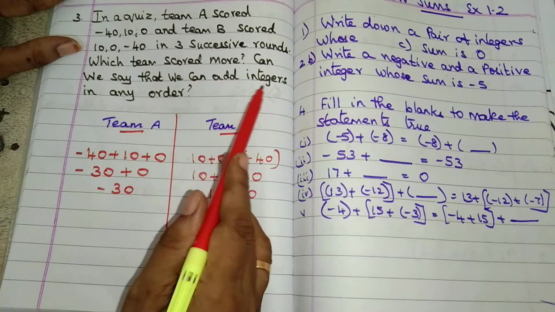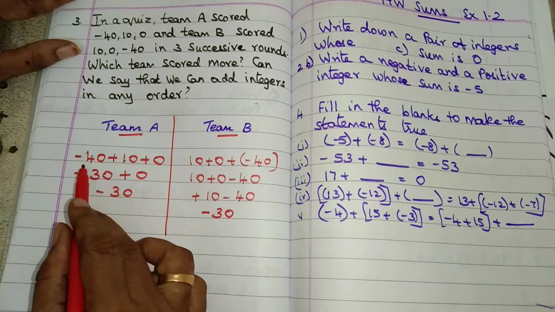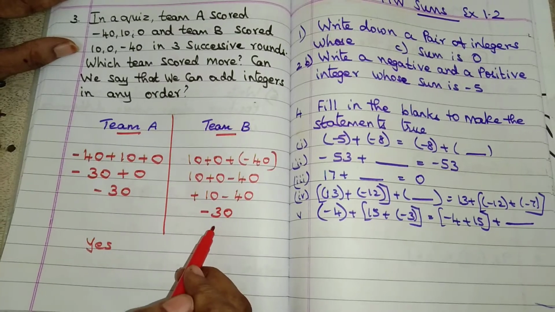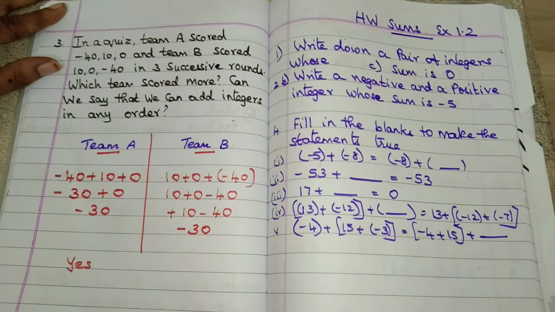Can we say that we can add integers in any order? Yes. I have added the integers in different order, but I am getting the same answer. So integers can be added in any order.